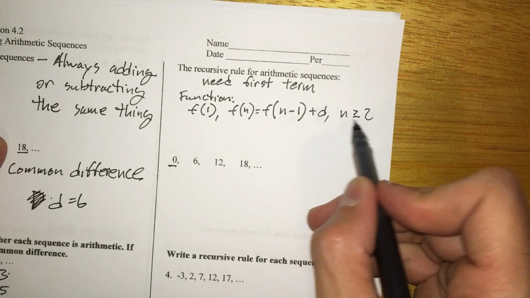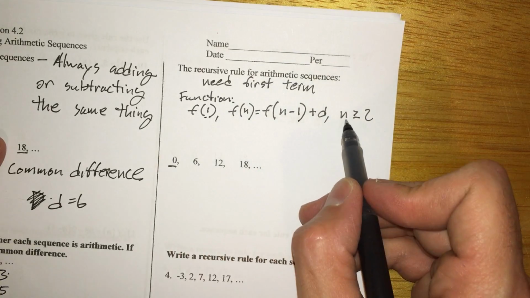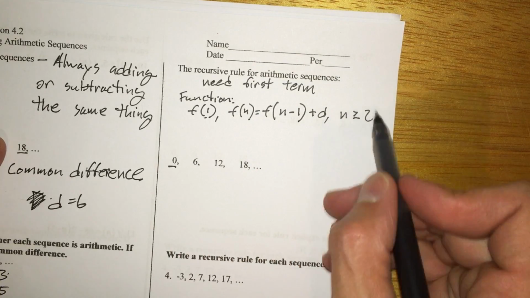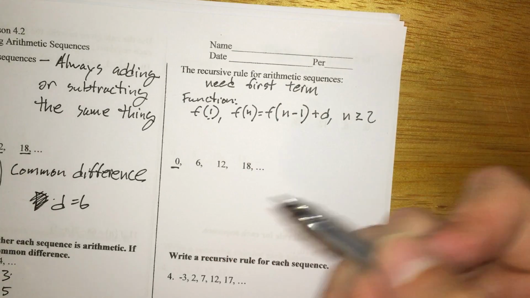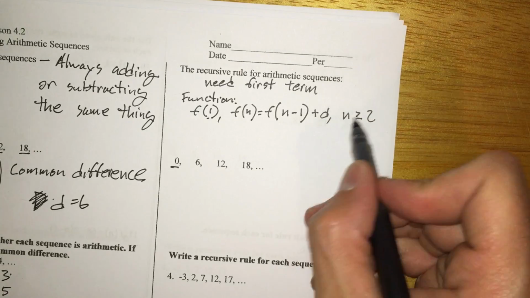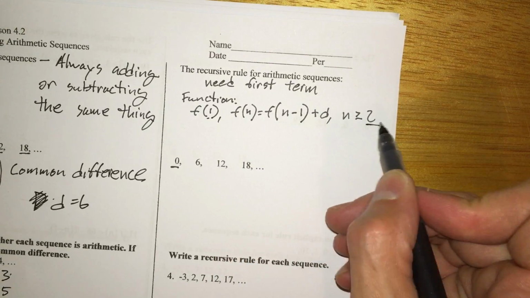And so we say n is greater than or equal to 2 because we already know what the first term is. We need to be finding the second term. If you substituted 1 in there, you would get f of 0 and you'd actually be going backwards. So you just have to make sure when you substitute n in here, it's 2 or more.